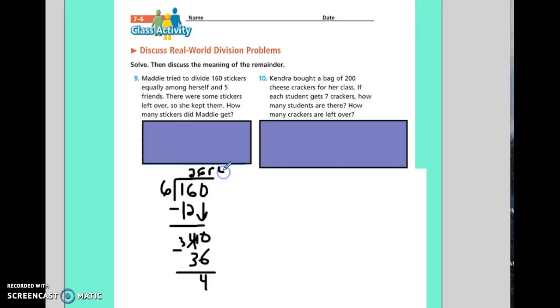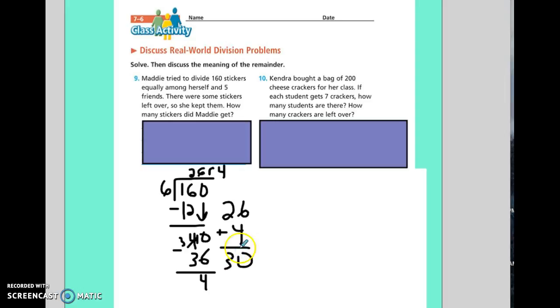Now, you want to jump to the conclusion that she gets 26, but there are some stickers left over and Maddie kept them. How many stickers did Maddie get? So she had 26 when she divided equally, and there are 4 extras. So if she's keeping those, I get to add those up. 26 plus 4. So Maddie ended up with exactly 30 stickers.